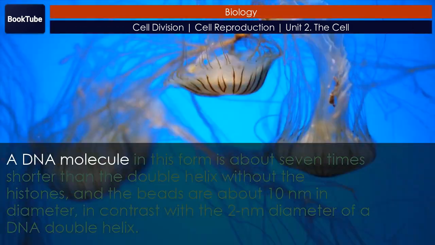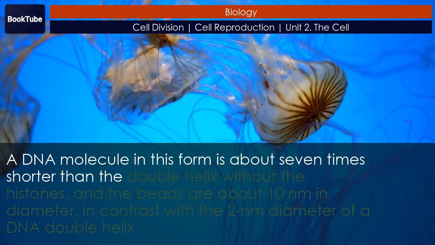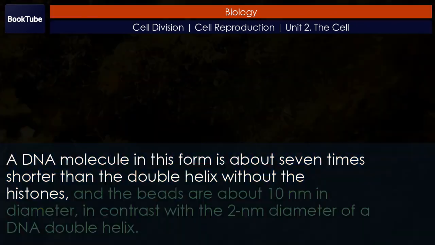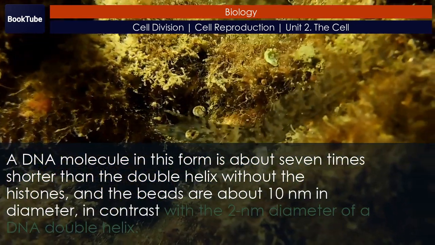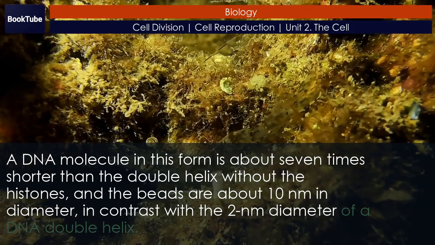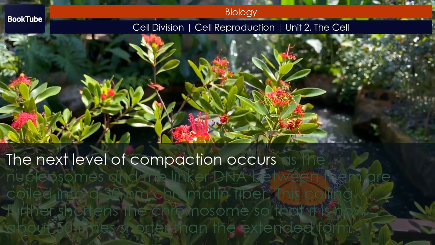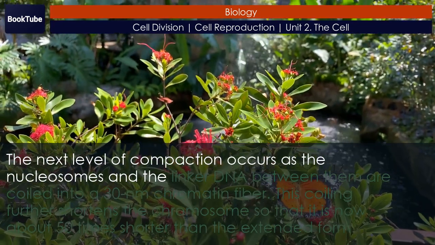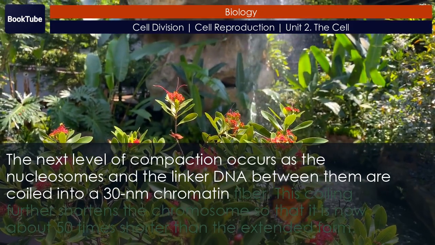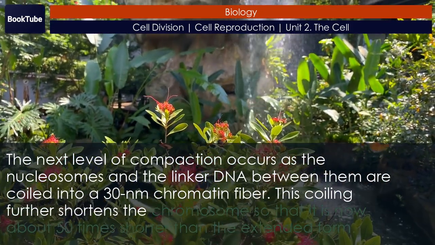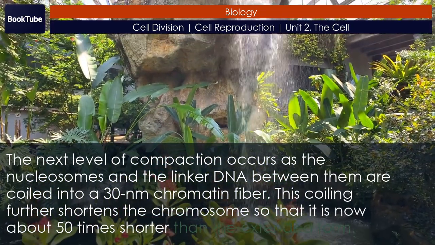A DNA molecule in this form is about 7 times shorter than the double helix without the histones, and the beads are about 10 nanometers in diameter, in contrast with the 2 nm diameter of a DNA double helix. The next level of compaction occurs as the nucleosomes and the linker DNA between them are coiled into a 30 nm chromatin fiber. This coiling further shortens the chromosome so that it is now about 50 times shorter than the extended form.